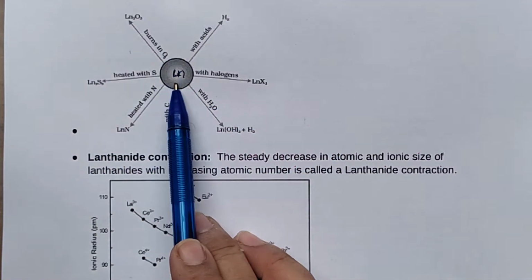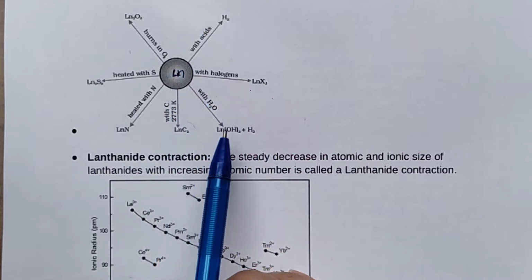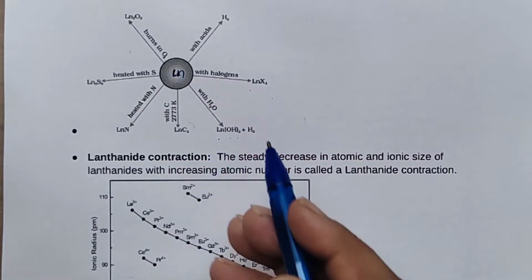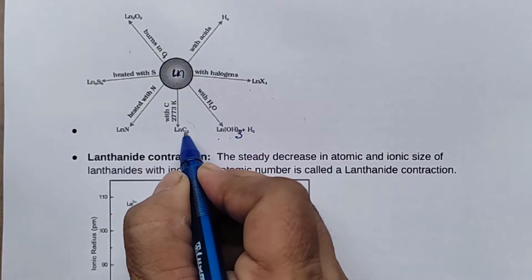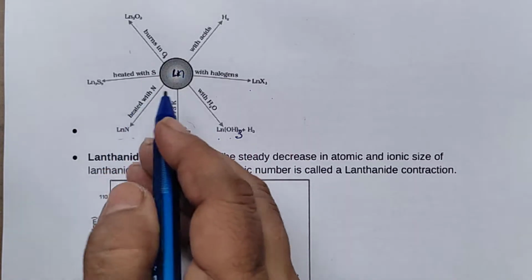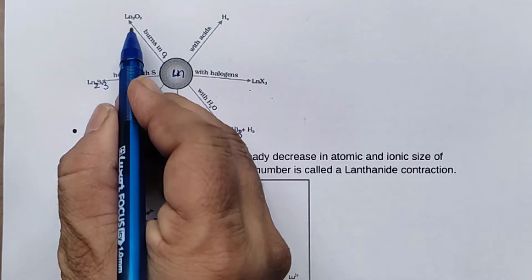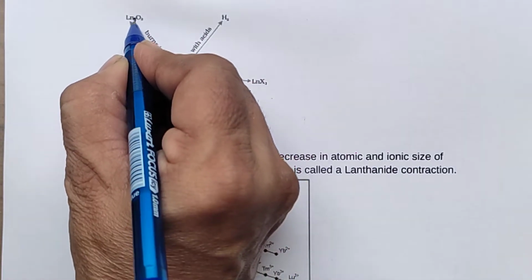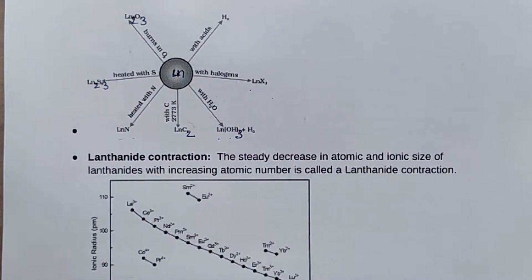So, lanthanoids react with halogen and form LnX3. With water, they form Ln(OH)3 plus hydrogen. With carbon, it forms carbide. With nitrogen, it forms nitride. With sulfur, it is Ln2S3. With oxygen, it will form Ln2O3. It is 2 and this is O3. And with acid, they are going to form salt plus liberate hydrogen.